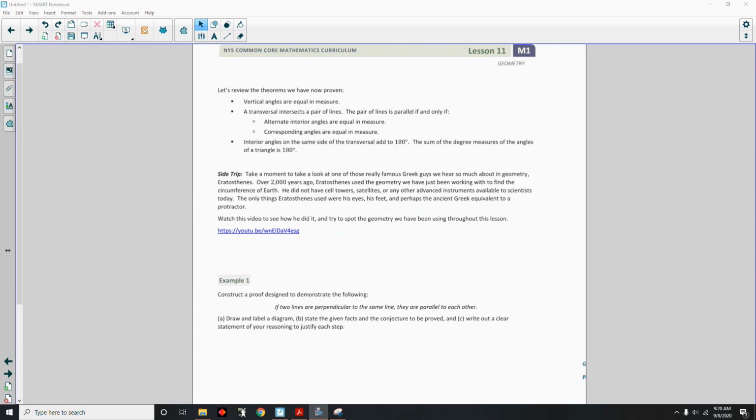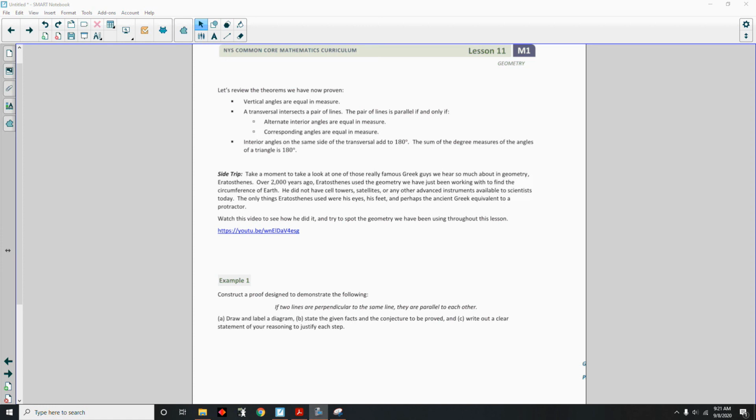Okay, page 3 brings us to some review. It says, let's review the theorems we have now proven. Vertical angles are equal in measure. A transversal intersects a pair of lines. The pair of lines is parallel if and only if 1. Alternate interior angles are equal in measure, or 2. Corresponding angles are equal in measure. Interior angles on the same side of the transversal add to 180 degrees. The sum of the degree measures of the angles of a triangle is 180 degrees.